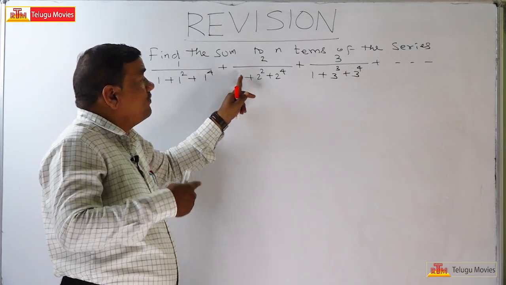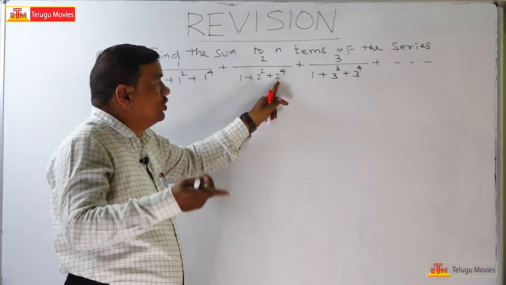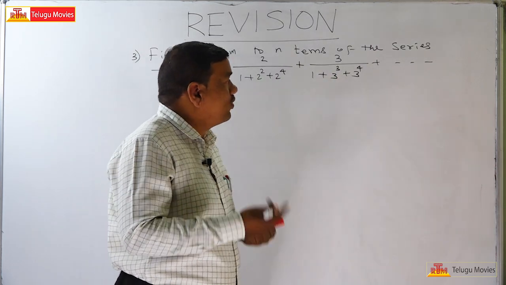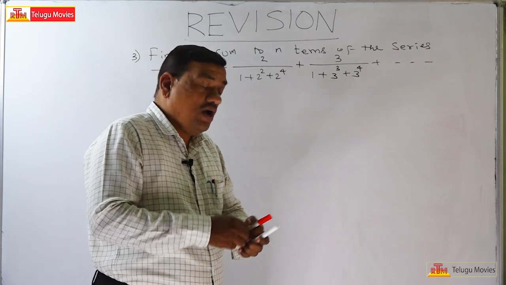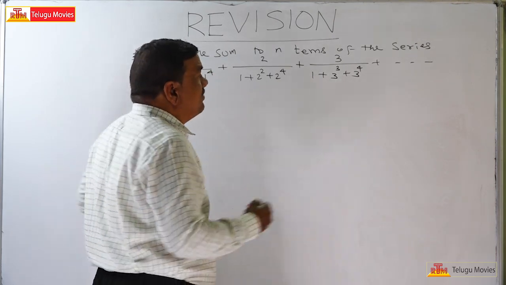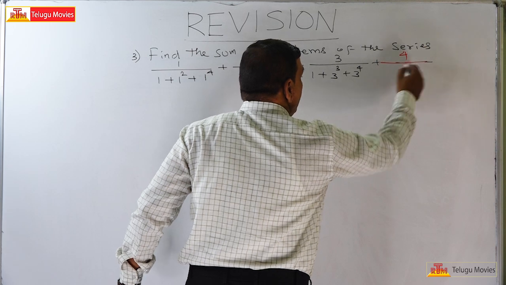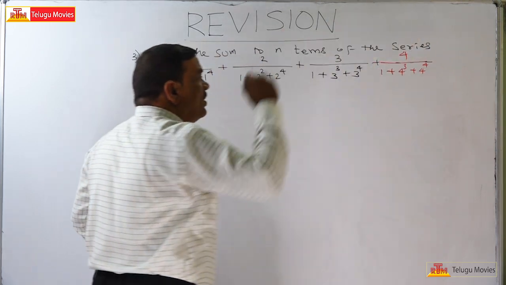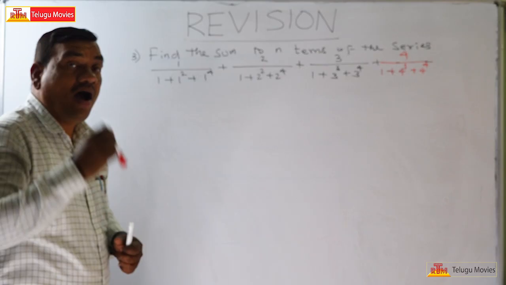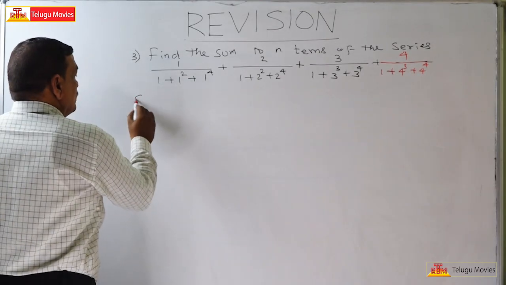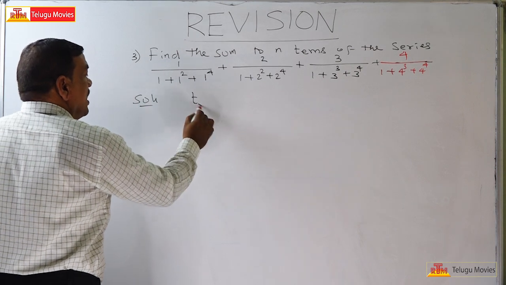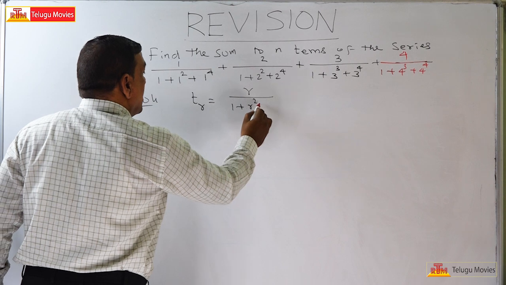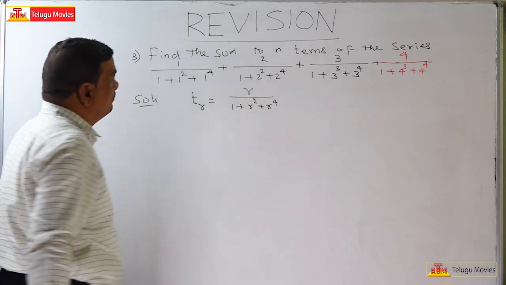If it is the second term, 1 plus 2 square plus 2 to the power of 4. If it is the third term, 1 plus 3 square plus 3 to the power of 4. Like that, we can write out the rth term also. So the fourth term will become 4 by 1 plus 4 square plus 4 to the power of 4. It will go on. First, write the rth term of this series. Solution: the rth term is r by 1 plus r square plus r to the power of 4.